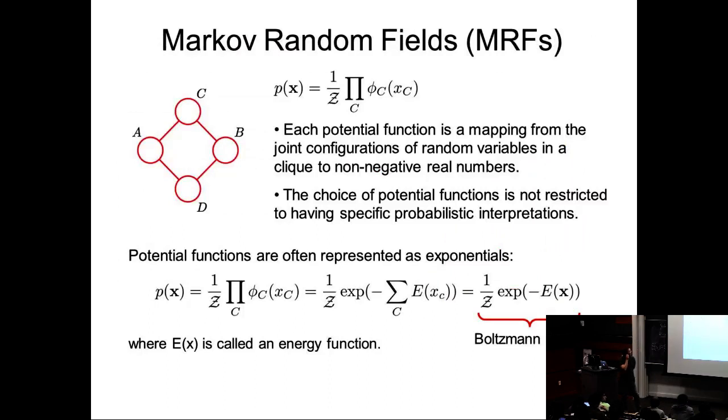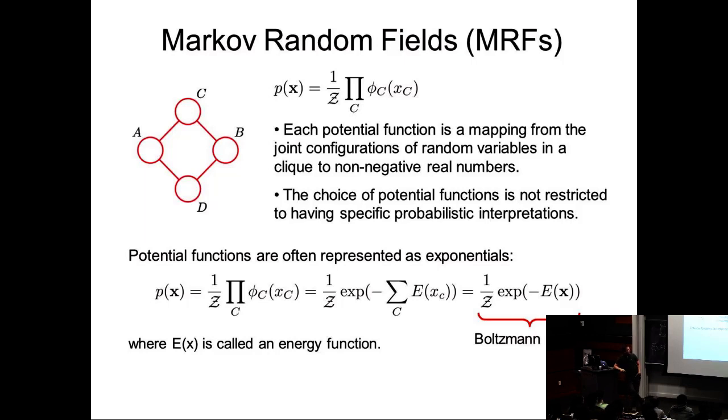So Markov random fields are just defined as the product of these potentials. Each potential function is a mapping from a joint configuration of random variables in a clique, right? So each random variable can take different values, to non-negative real numbers. They have to be non-negative because probabilities have to be non-negative, right? Now, the choice of your potential function is not restricted to having a specific probabilistic interpretation, right? Remember, in directed graphical models, we really do say it's a conditional probability of x given the parents. Here, these cliques don't necessarily have to carry any probabilistic meaning. They only enforce some form of constraints that you want to put on your graphical models.